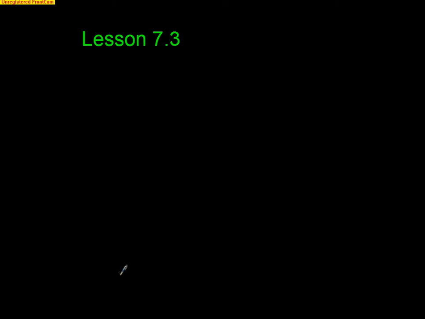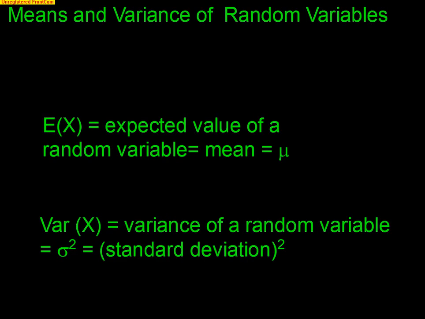So lesson 7.3 seems like it's going to be a little long, but I'll do my best to make it as short as possible. So let's get talking about it. First of all, we're going to discuss the means and variance of random variables.